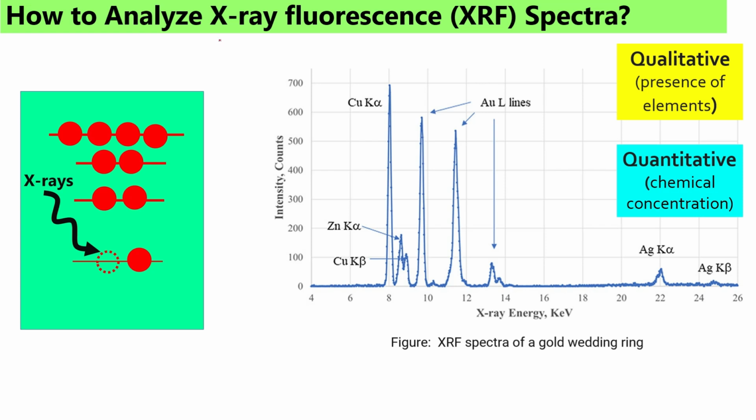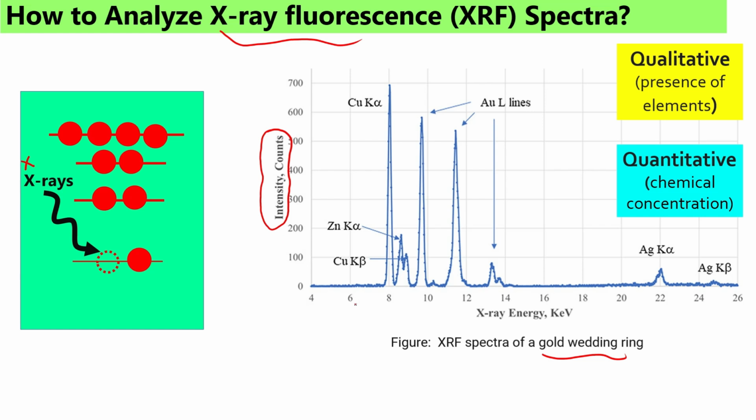How to analyze, how to interpret X-ray fluorescence spectra. This is the XRF spectrum for a gold wedding ring. If we look into this graph, there are two pieces of information. One is on the y-axis, and that is basically the intensity. The intensity of the X-ray fluorescence, not the intensity of the incident X-ray.